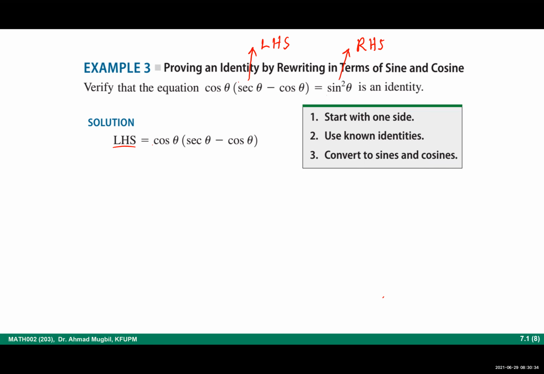Now, what we can do, use known identities. So what do you think? What is the identity that we can use here? Secant is 1 over cosine.